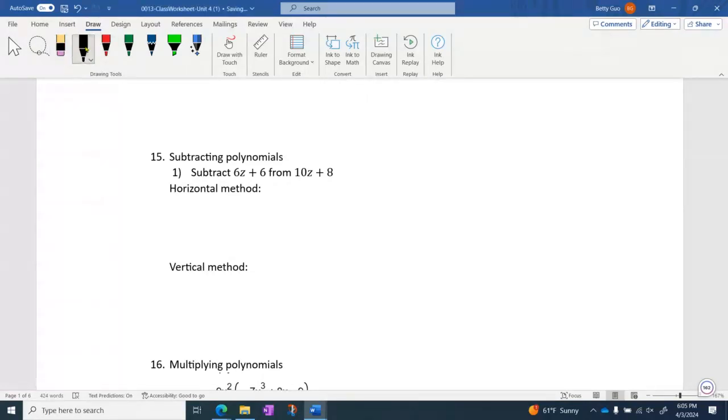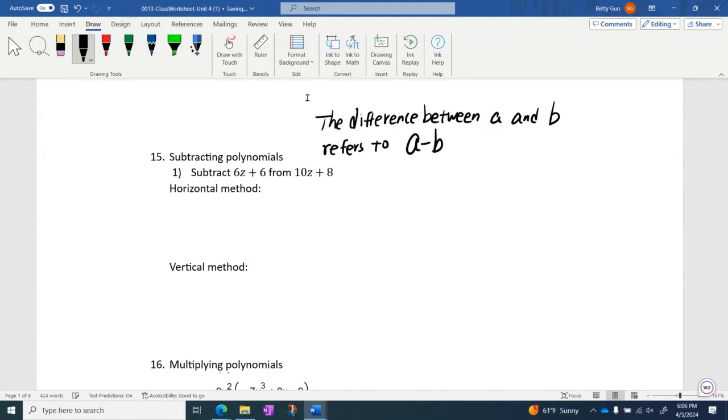We cannot just randomly switch the order of the two numbers in a subtraction. Another thing: if we say the difference between quantity A and quantity B, the difference between A and B refers to A minus B, not B minus A. If you ever see a description like that, know that it's a subtraction, and it has to be A minus B, not the other way around. Whatever you see first goes first, and then minus the second number you see.